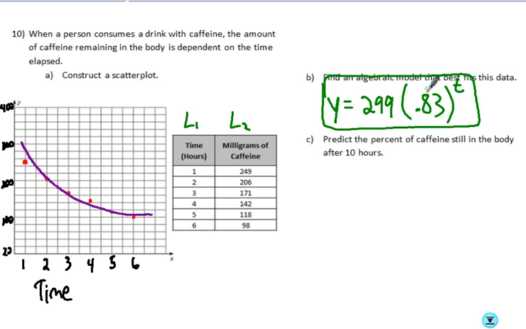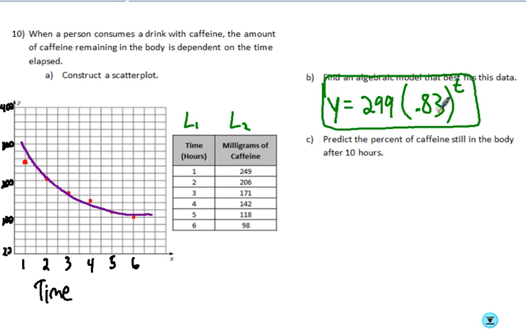To interpret what this is saying, we're starting off with 299 milligrams of caffeine, and then that number is less than 1, so that means that it's decaying. We already knew it was decaying because we could look at the graph and look at the table. What is it decaying by? 1 minus 0.83 would be 0.17, right? So 17%.